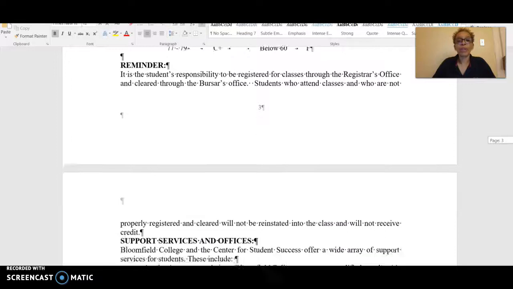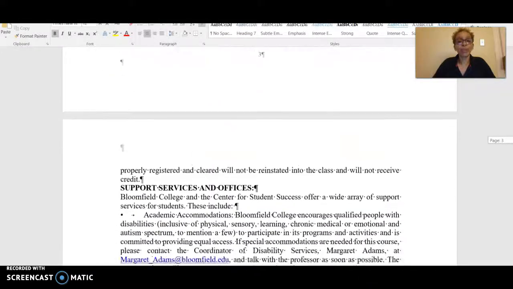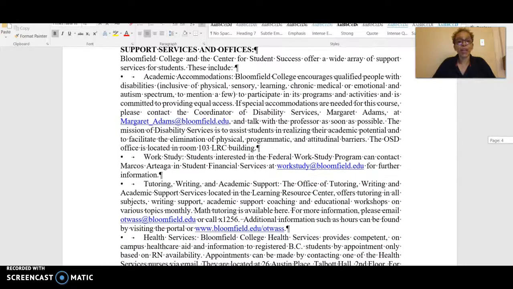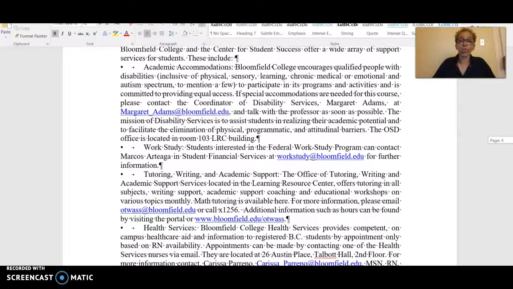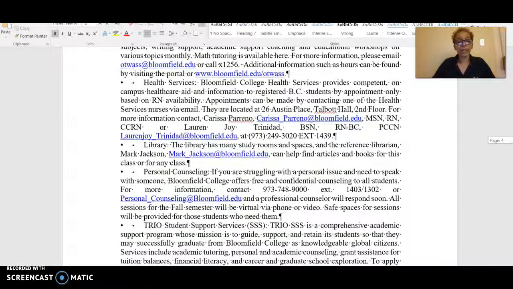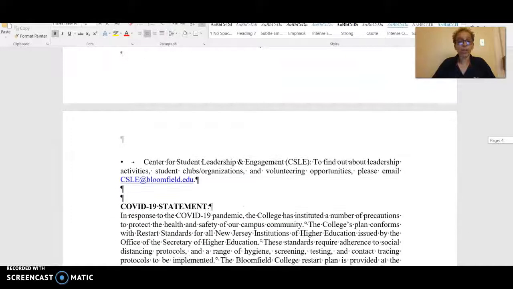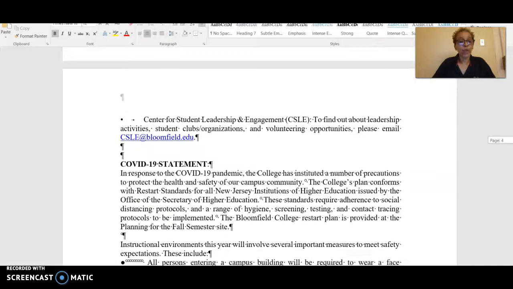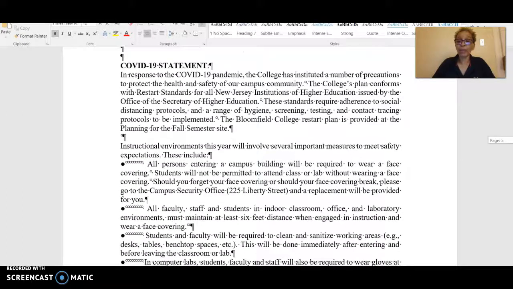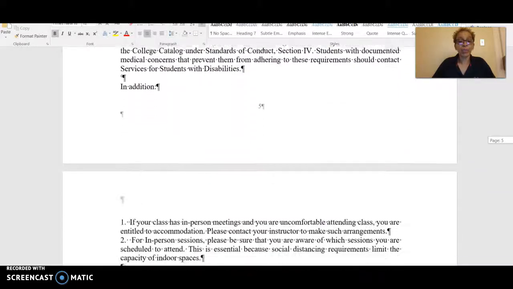All right. Let's see. So support services, I mean, that was about registration. You want to read about that. Here's all the support services we have: accommodations if you have some issues, or work study. There's tutoring, health services, any personal counseling, anything you need from the library. So it's a very good resource paragraph there. And the COVID-19 statement is just in case you're planning on coming up to the campus for any reason, you need to follow these guidelines. We all do.